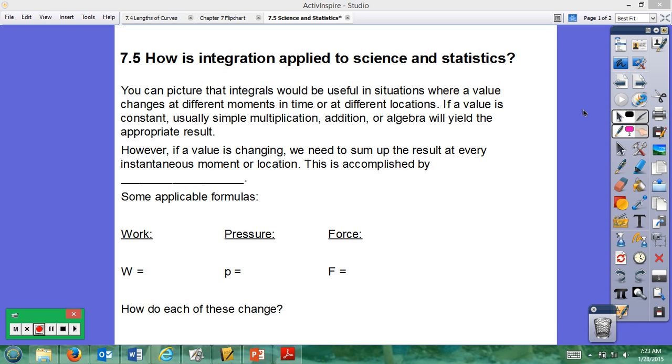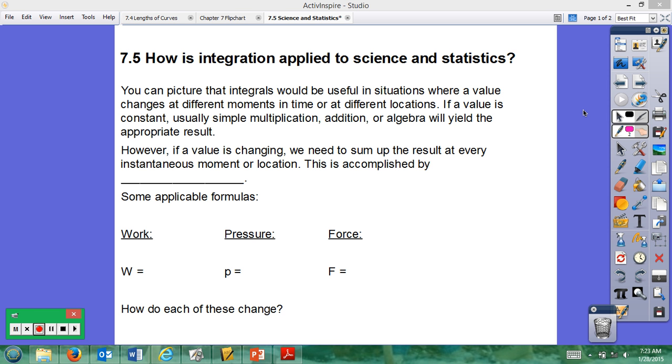So the last section from Chapter 7, something we won't be doing in AB, is talking about how integration is applied to science and statistics. So you can picture integrals so far have been useful where you're finding area, but in general, remember it's the sigma is where it's morphed from. So an integral is used to sum up information.